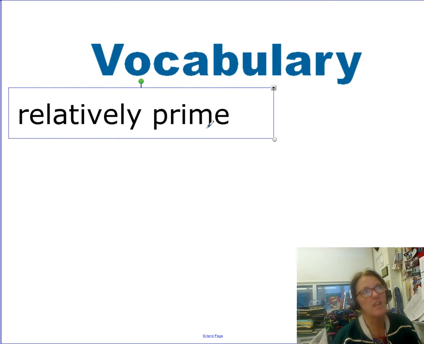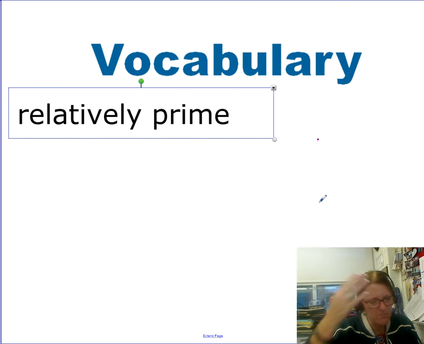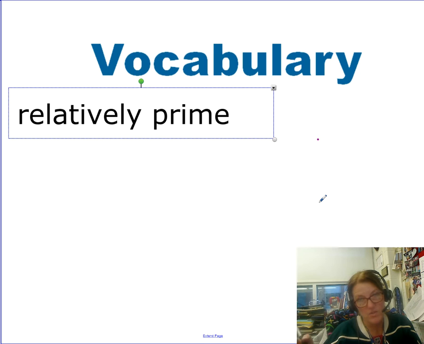All right, then I think I have this term up there called relatively prime. Relatively prime. Now, you think back to before and we talked about prime numbers. Prime numbers were basically numbers that you couldn't factor anymore. The only way to factor them was just the number 1 times the number itself. That's what it meant to be prime.